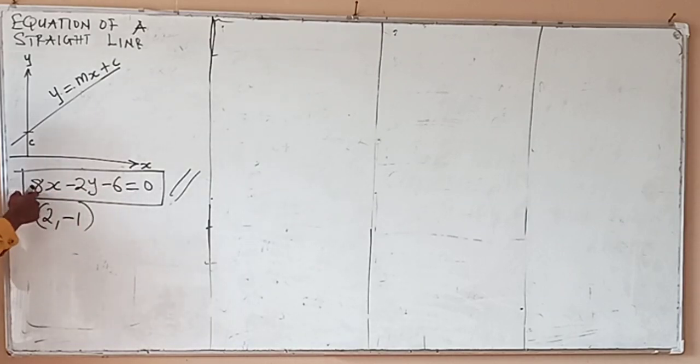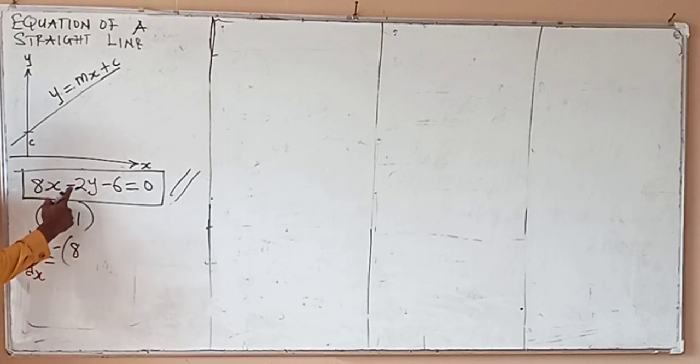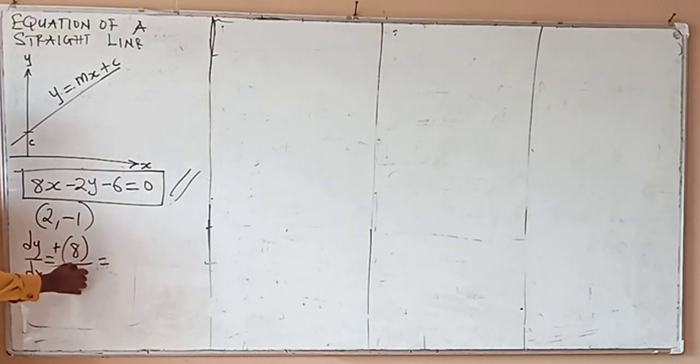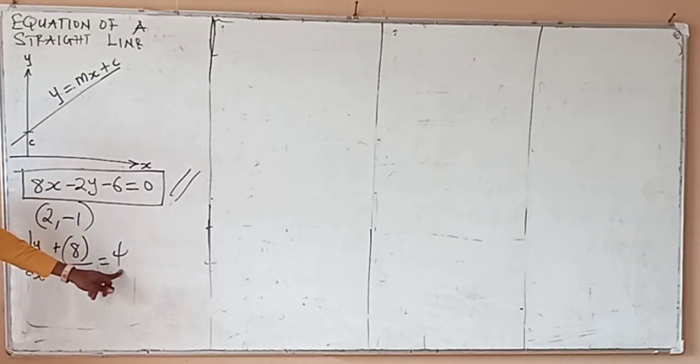To get the gradient, either you differentiate, for an implicit function of this nature, or you make y the subject of the formula and compare. So let's differentiate to see dy over dx. Differentiating with respect to x gives 8, and the other terms give 0 because there's no x there. Then differentiate with respect to y: differentiating this gives minus 2, and the rest give 0. So this over 2 gives 4. This is the gradient of this line.